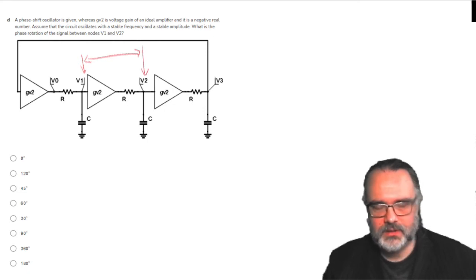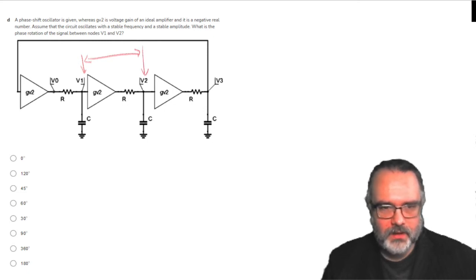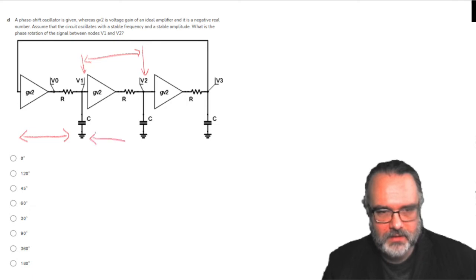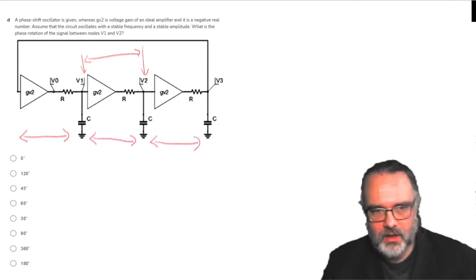That's the question. Now, first we recognize that the circuit is composed of 3 identical stages. So if we create the open loop, we will see 3 identical stages in series.